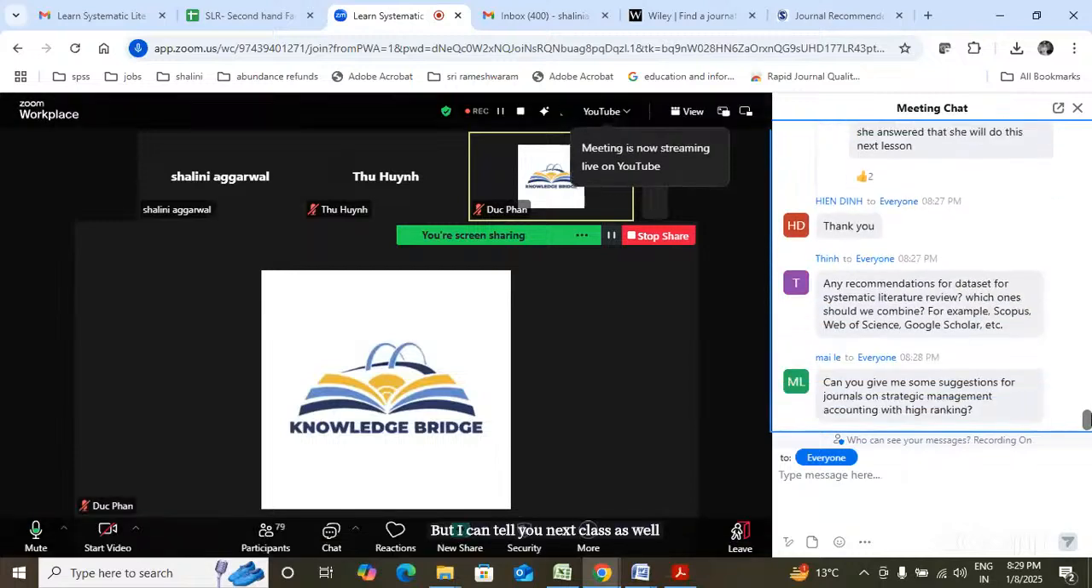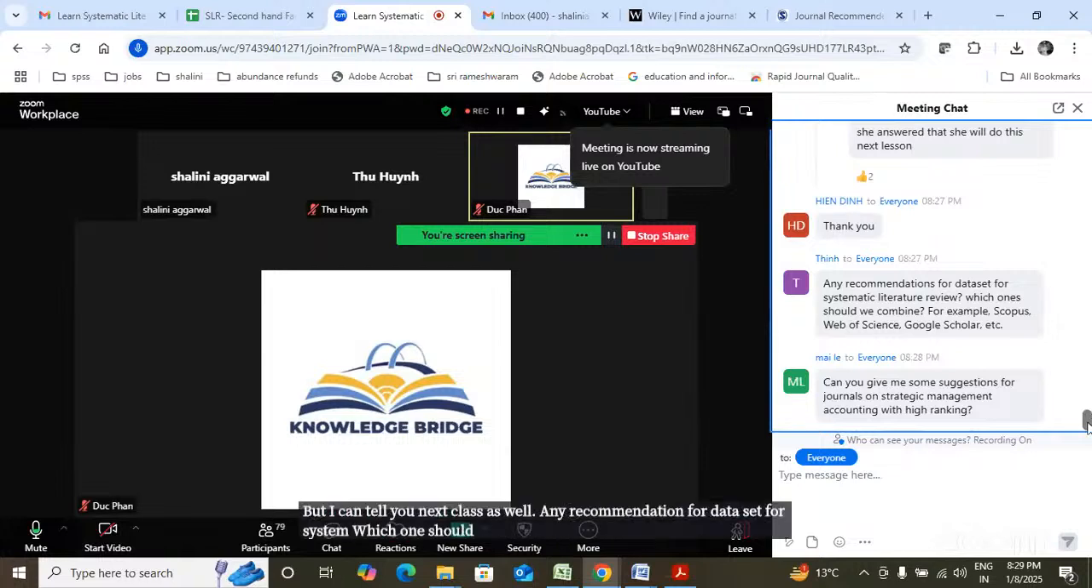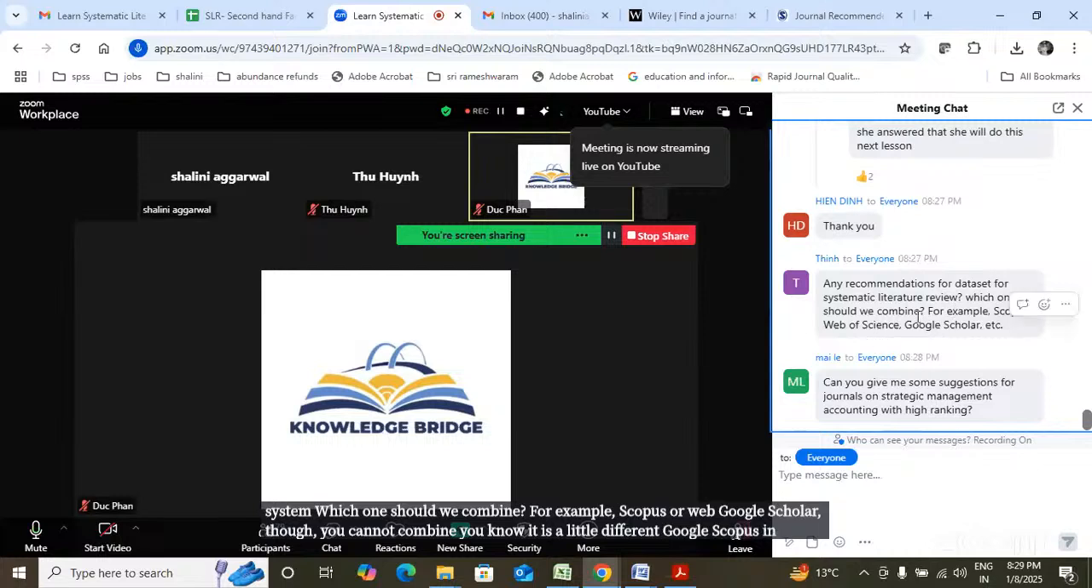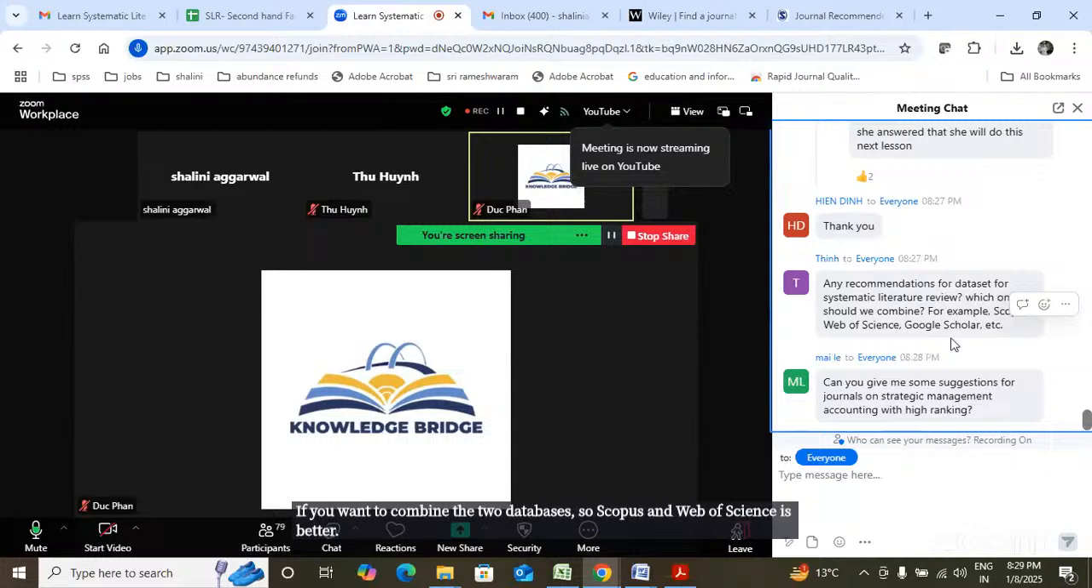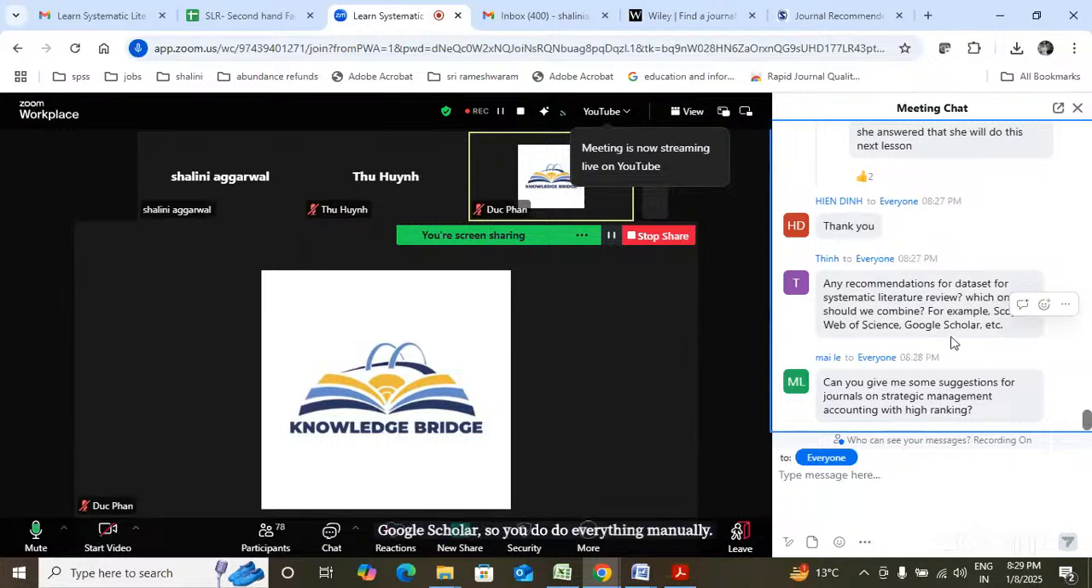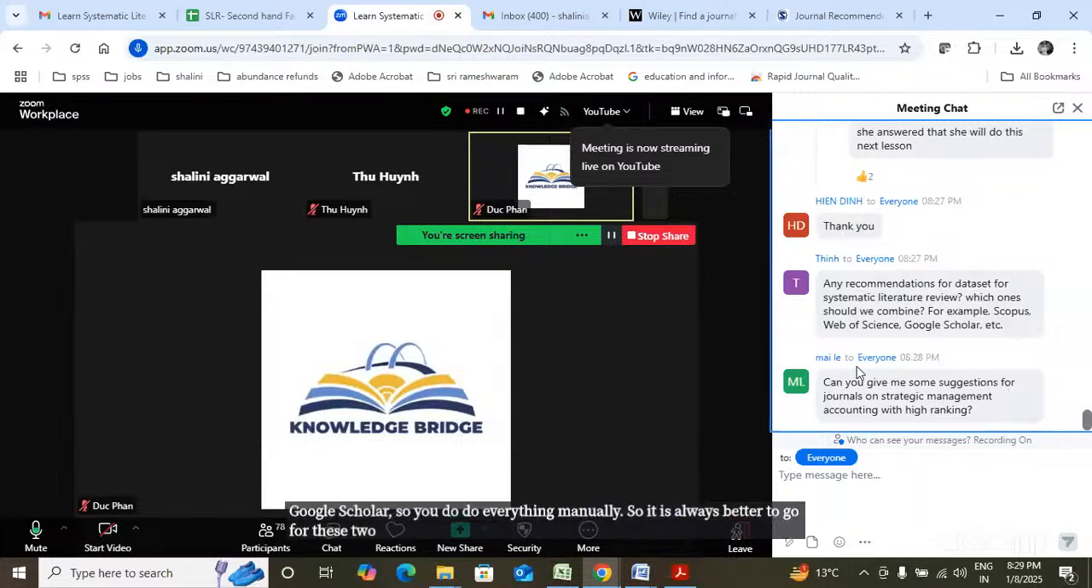Any recommendation for dataset for system? Which one should we combine? For example, Scopus or Web? Google Scholar, though, you cannot combine. It is a little different. Scopus and Web of Science you can combine. If you want to combine the two databases, Scopus and Web of Science is better. Google Scholar, you do everything manually, right? So it is always better to go for these two databases, that is Web of Science and Scopus.